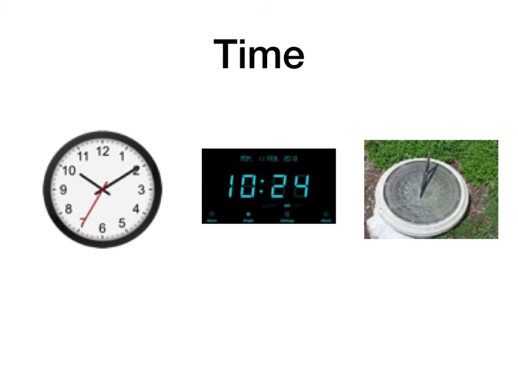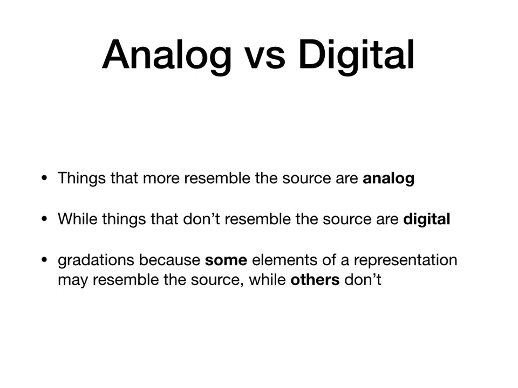So I wouldn't say that these are all very cleanly and clearly either analog or digital, but the idea of the analog clock is that it more closely resembles the passage of time than the digital clock, which is more convenient to store and read. So yeah, that's the idea of analog versus digital representation. Things that are more resemblant to the source are analog, and things that don't resemble the source at all are digital. And there's gradations. Things are typically somewhere in between because they combine these two. Because some elements of a representation might closely resemble the source, while others don't.